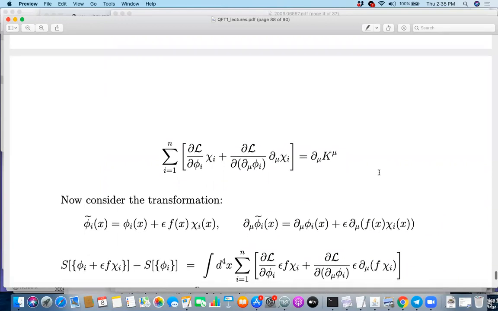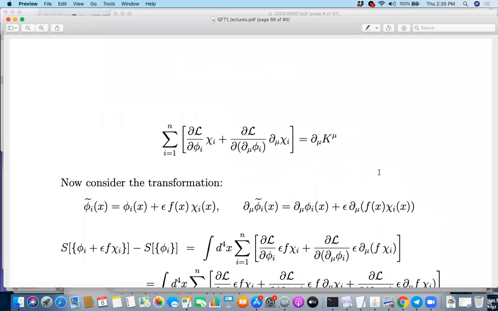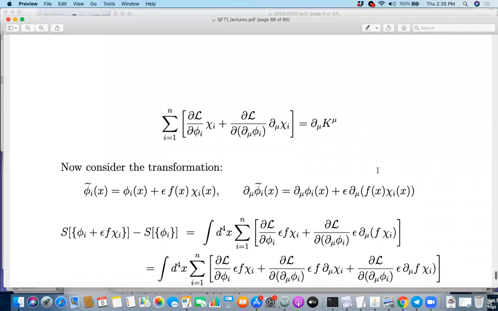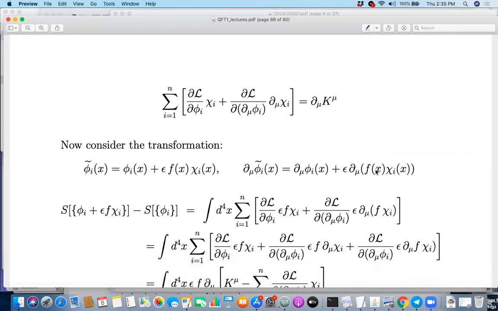Why is there not the total derivative that was there in the previous case? Is there any total derivative there? This one? The K mu? Yes, sir. So K mu will come later. But right now, all I'm doing is just calculating this difference, right, by using Taylor series expansion.